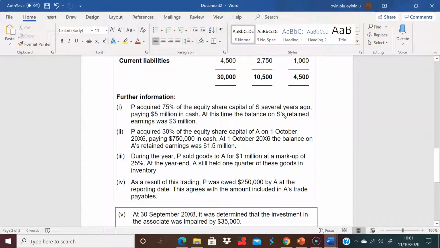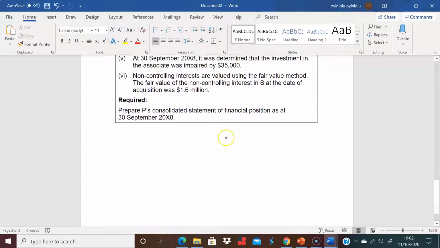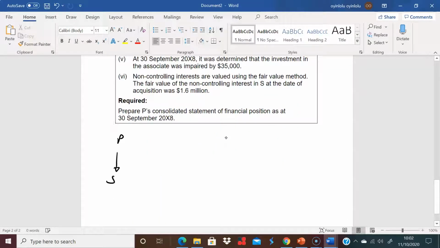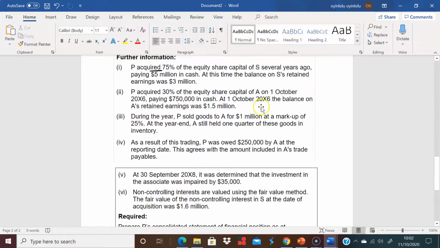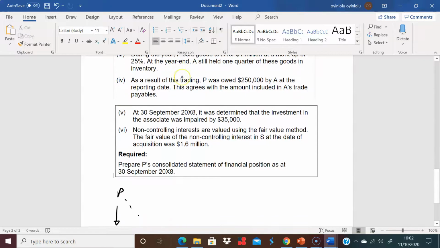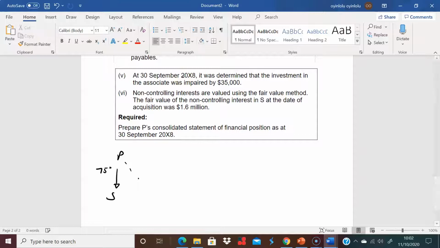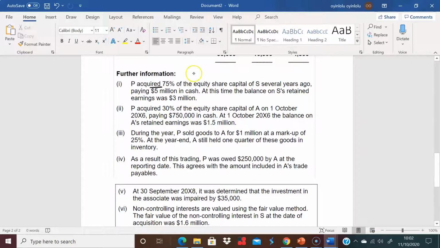So let's look at the first bit of information. P acquired 75% of S. The first thing is always to write your relationship. P acquired 75% of S, so we know that you have 75% of the subsidiary, paying 5 million in cash, and that's nothing new. Again, you guys know how to deal with this. You can calculate goodwill. It says at that time the balance on S's retained earnings was 3 million.